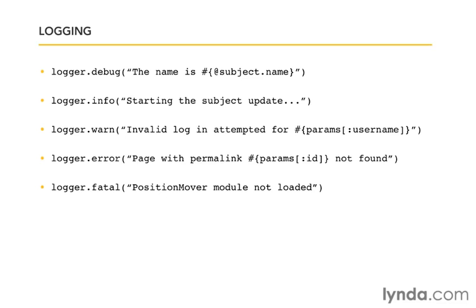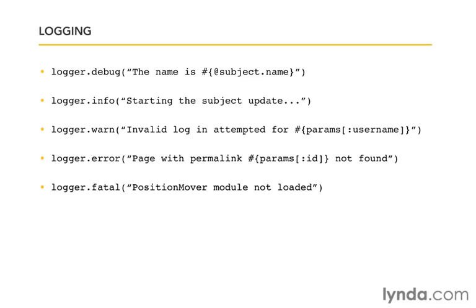Logger.error, that a permalink for a page wasn't found. And maybe logger.fatal might be used if we weren't able to successfully load up a module or a plugin that we needed and we couldn't recover from that error. So it's really up to you as to how you use these. Just keep in mind at what level you're logging and which configuration option would allow it to be seen.